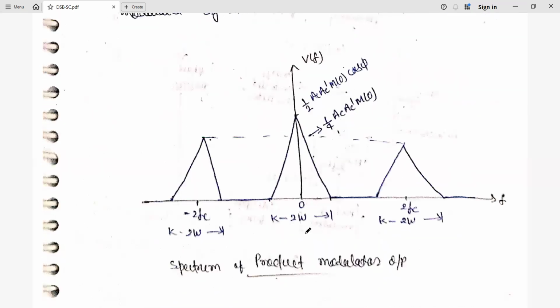So this is the spectrum. You have 2W of bandwidth here, and here you see that we don't have the component as we have in the case of AM. So this is how we are going to obtain it.